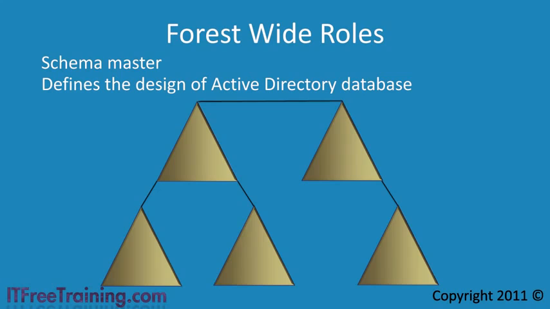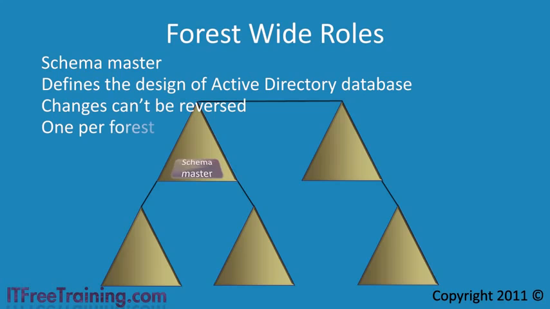Making changes to the schema is a very important decision because once you add additional attributes or objects to the Active Directory database, they cannot be removed. Since the schema defines the Active Directory database across a forest, there is only ever one schema operation role per forest. If the server with the schema role is not present, then you cannot make changes to Active Directory schema.